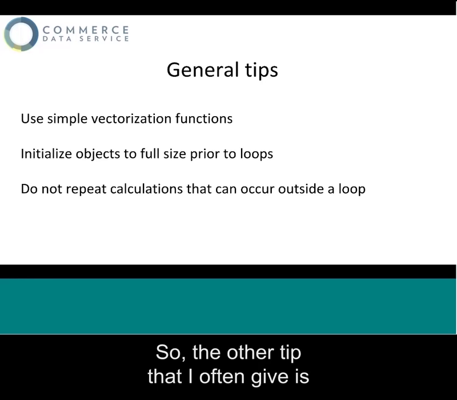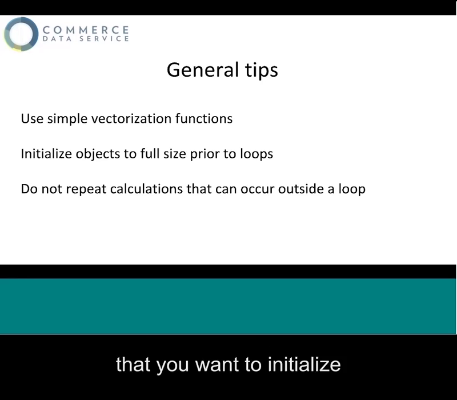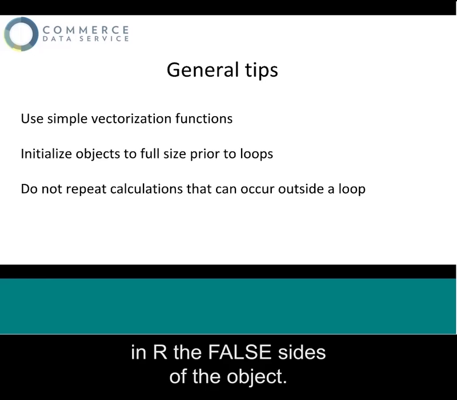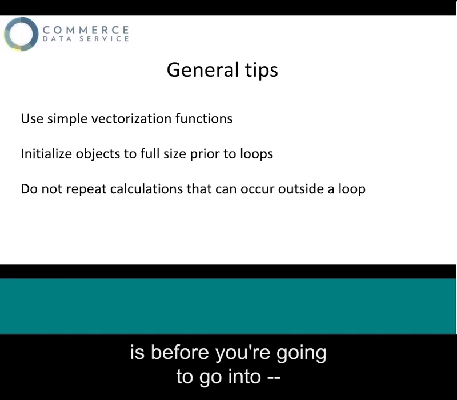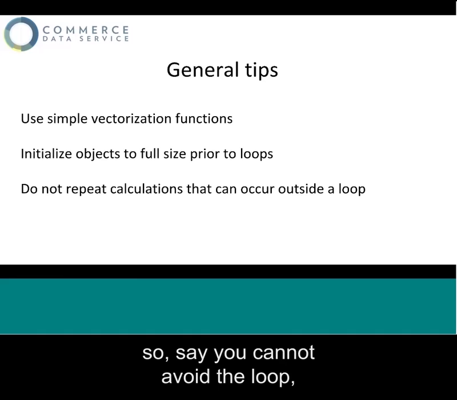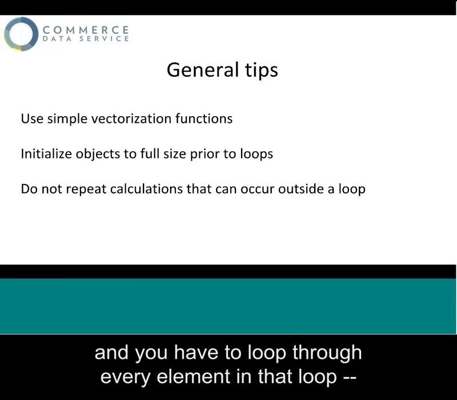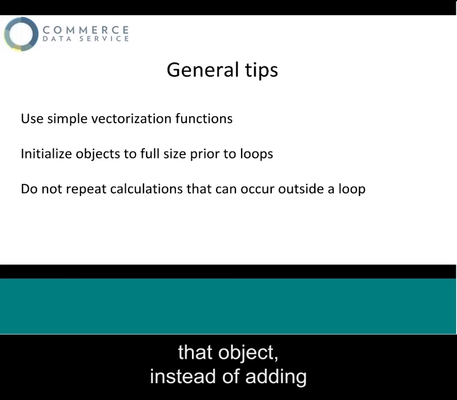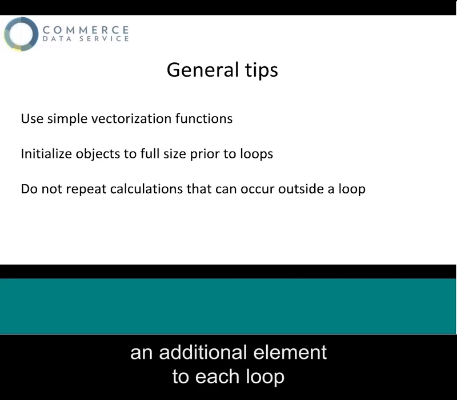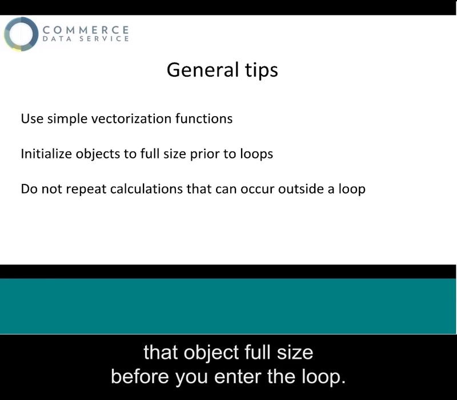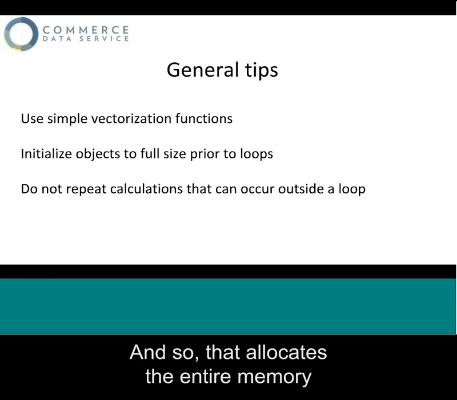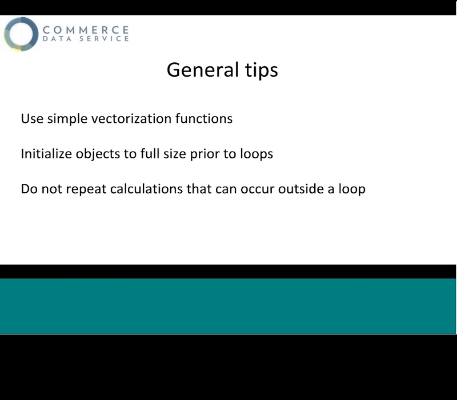The other tip that I often give is that you want to initialize in R the full size of the object. If you know how big the thing is before you go into a loop, and say you cannot avoid the loop, then instead of adding an additional element each loop, or appending or cbinding something to it, you want to create that object at full size before you enter the loop. That allocates the entire memory instead of recreating that object every time.